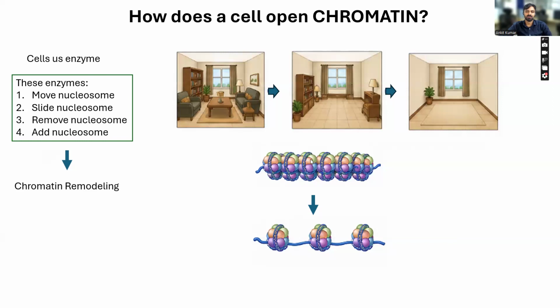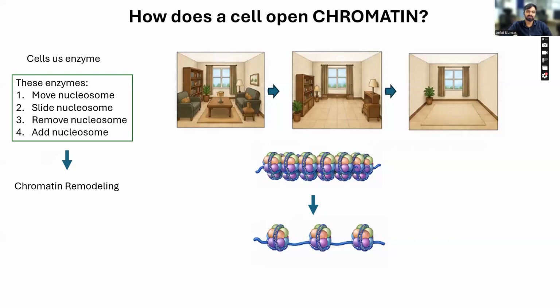So first the chromatin is closed. Now what will happen? This enzyme will come and try to slide the nucleosome, or try to remove the nucleosome, or if it is necessary, then it can add the nucleosome also. And finally, it will be able to open the chromatin. Once the chromatin gets open, it is easily accessible for RNA polymerase to read the part of the DNA where the gene expression has happened. And finally, once it reads, it can transcribe that information into the mRNA. I hope this concept is clear to all of you, how cells open the chromatin, and this is a very important concept.